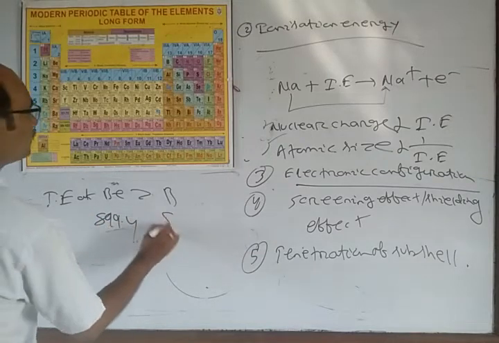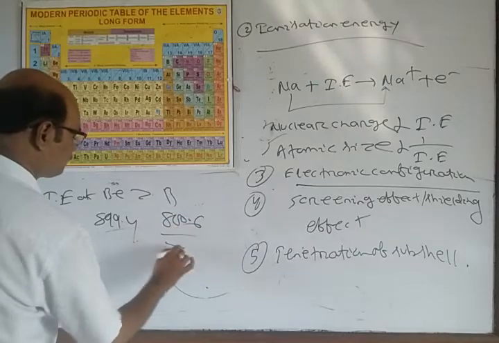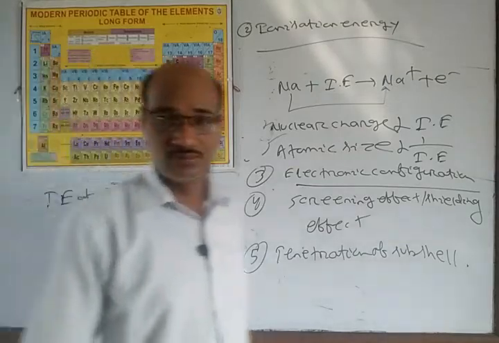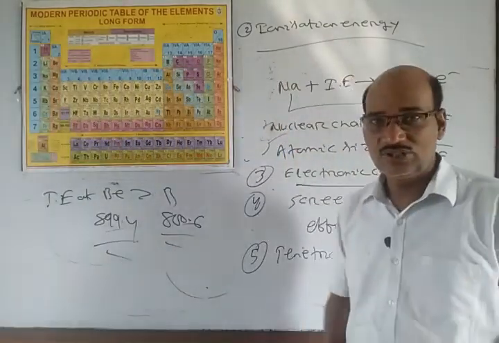899.4 is what? 800.6. Small cases. So why is it so?